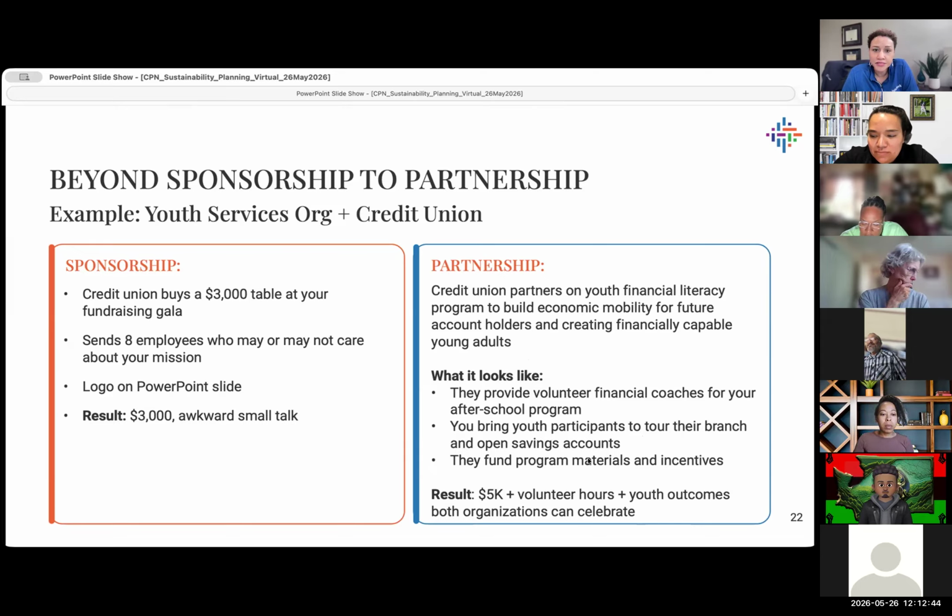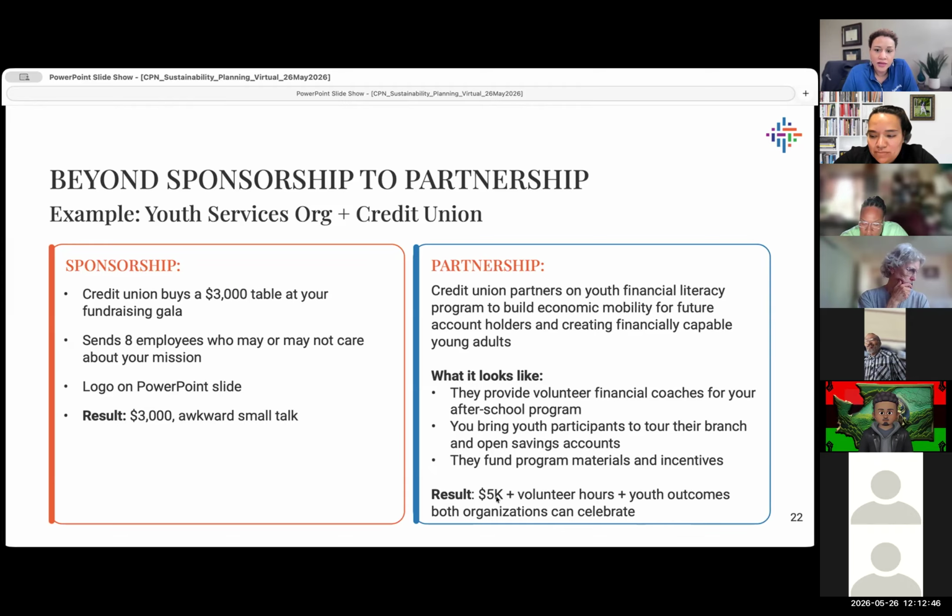They fund the program materials and the incentives, and you not only get the $5,000, but you get volunteer hours, you get youth outcomes that both organizations can celebrate, and it's a part of your impact. And then when it's time to write your next grant, you can talk about successful initiatives that you've had with community organizations and or your partners.